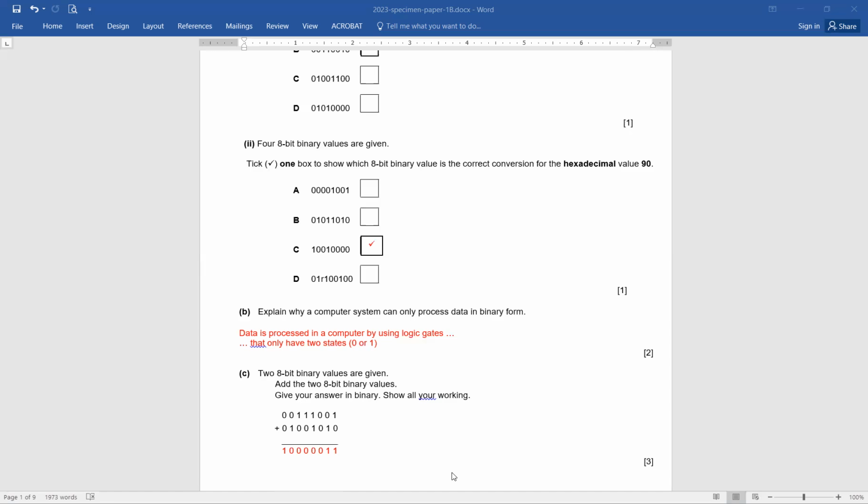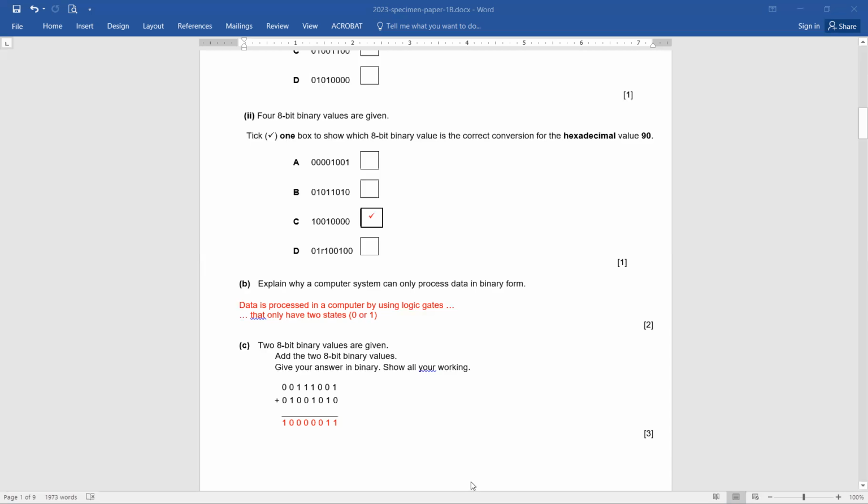with a carry of 1, and it will be the last value, MSB, 1 plus 0 will give you the value of 1. In this manner, your final answer will be 1, 0, 0, 0, 0, 0, 1, 1. And that will give you 3 out of 3.